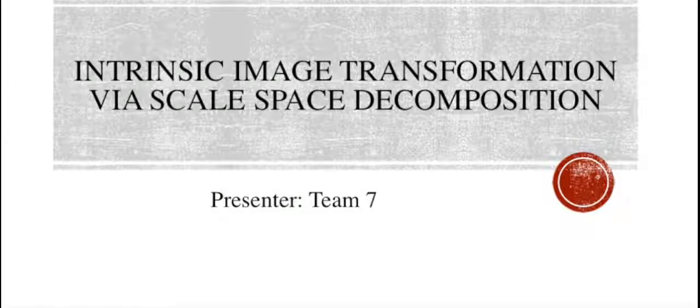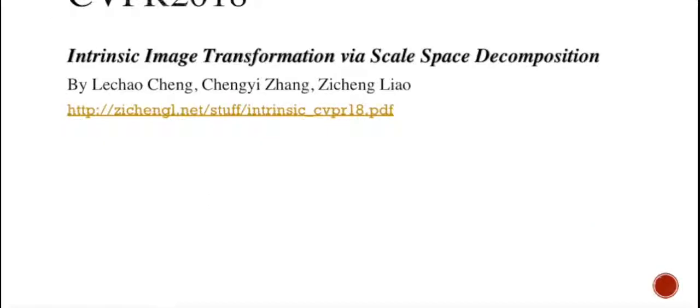Hi, with Team 7, we are going to introduce the thesis, Intrinsic Image Transformation with Scale Space Decomposition. This paper was published by Le Changcheng, Chen Yizhang, and Zicheng Liao in CVPR 2018. They propose a new network structure for decomposing an image into its intrinsic albedo and shading. They evaluate the network on MPI's Sintel dataset and MIT Intrinsic Image dataset, and deliver a clear progression over the state of the art.